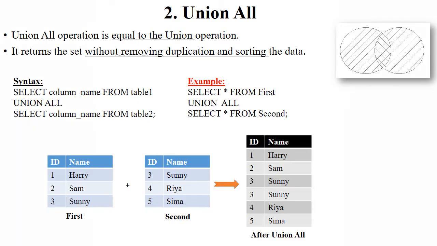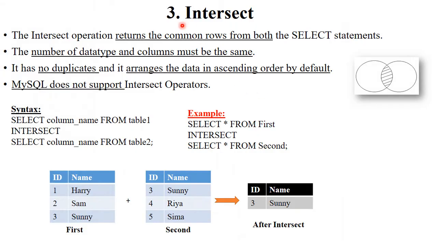Clear? Next. Now the next and third set operation is intersect. The intersect operation is generally used to return the common data or common rows between the tables. The condition is that the number of data types and columns must be the same in both tables. And intersect returns only the common data, and it arranges data in ascending order. Next, the intersect operator is used only in SQL Server and Oracle. MySQL does not support the intersect operator.